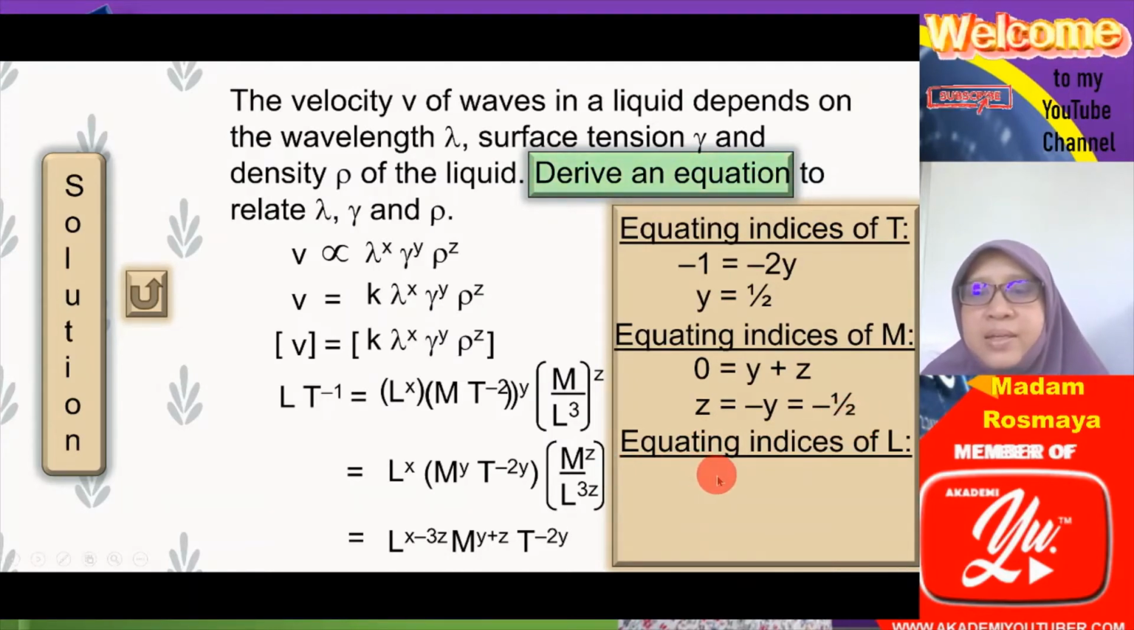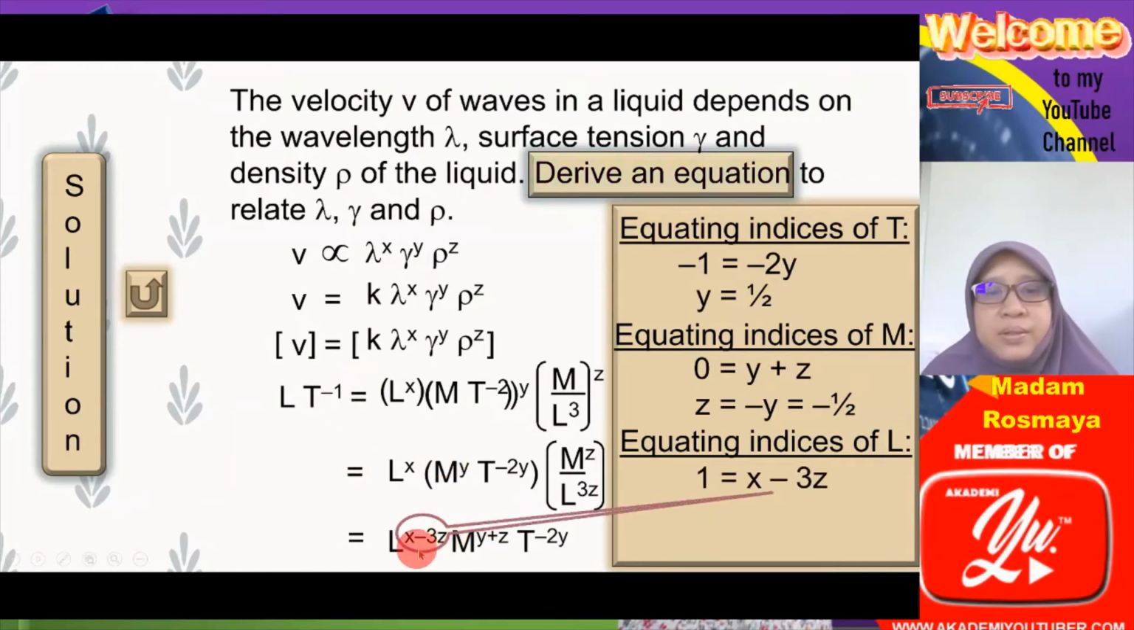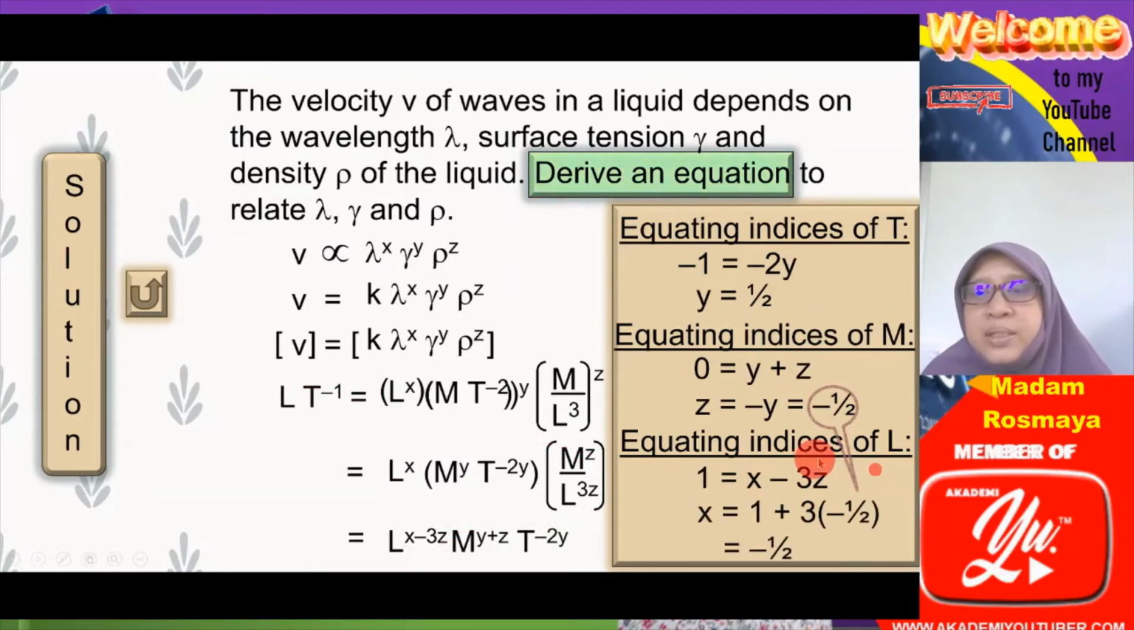And lastly, we equate the indices of L. Okay, so for L, on the right side, x minus 3z. On the left side, the power here, nothing means 1. So it equals 1. And we substitute z into the equation here. So solve for x, we get negative half.